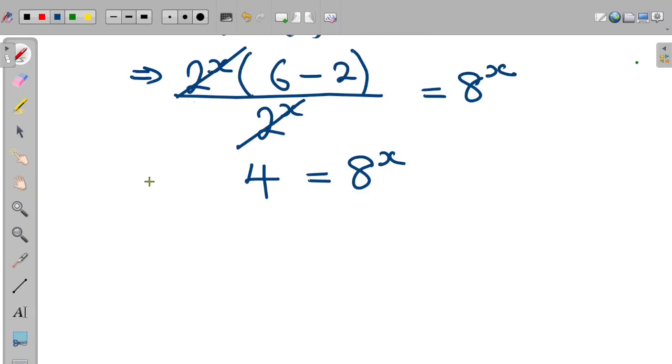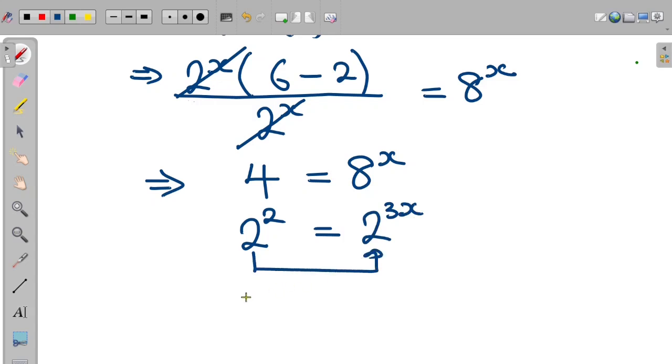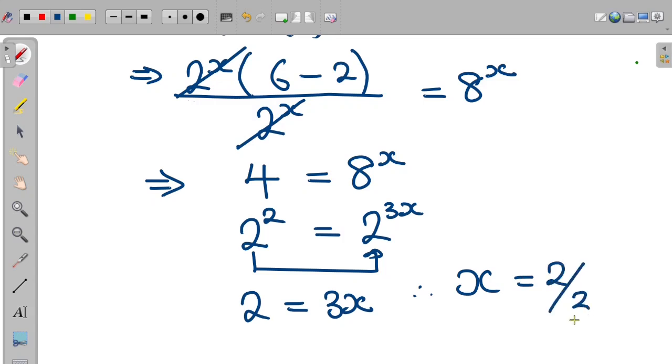Now, since 4 and 8 can be expressed as powers of base 2, we have that 2 to the power of 2 is equal to 2 to the power of 3 multiplied by the index x. So at this point, since they have the same base, we have it that 2 is equal to 3x. Therefore, it follows that x is equal to 2 divided by 3.